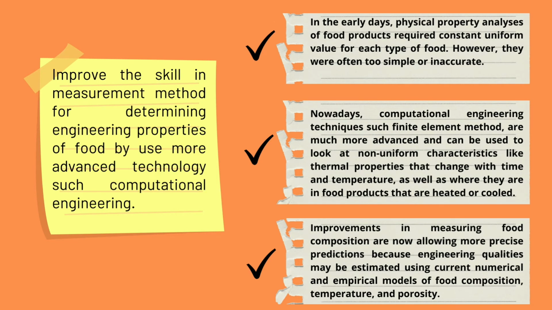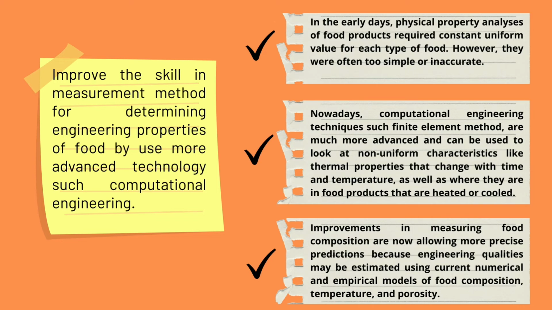For the second question, we could improve the skill in measurement method for determining engineering properties of food by using more advanced technology such as computational engineering. In the early days, physical property analysis of food products required a constant uniform value for each type of food. However, they were often too simple or inaccurate.